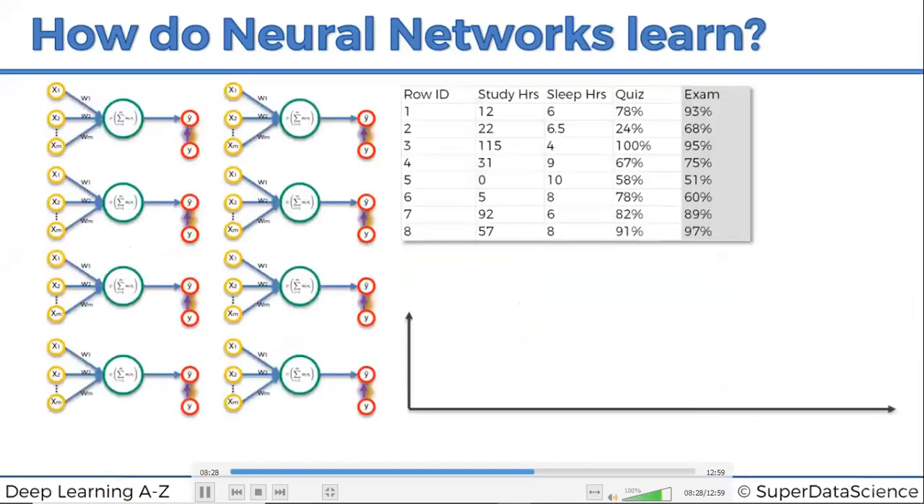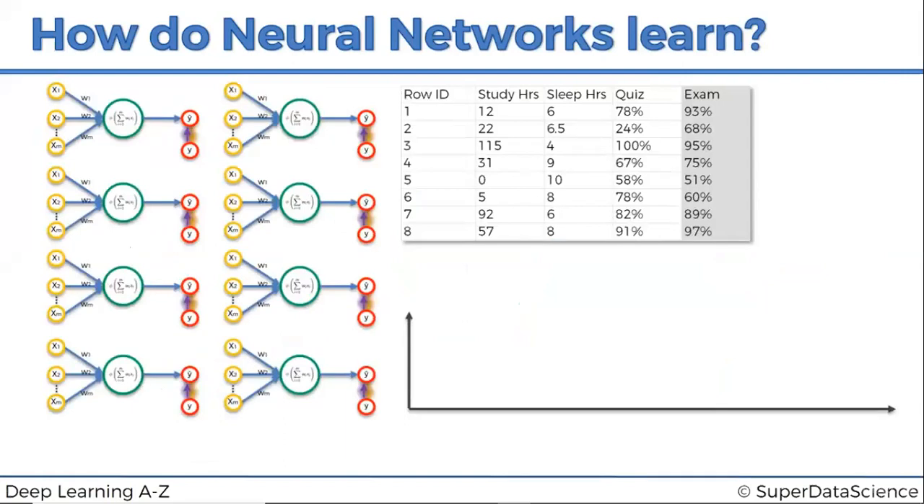Let's see what happens when you have multiple rows. Here's the full data set. We have 8 rows, maybe these are different students taking the same exam: how many hours they studied, how many hours they slept before the exam, what they got on the quiz, and their final result on the test.